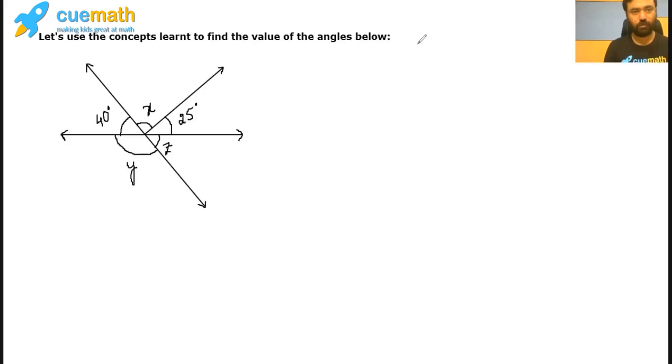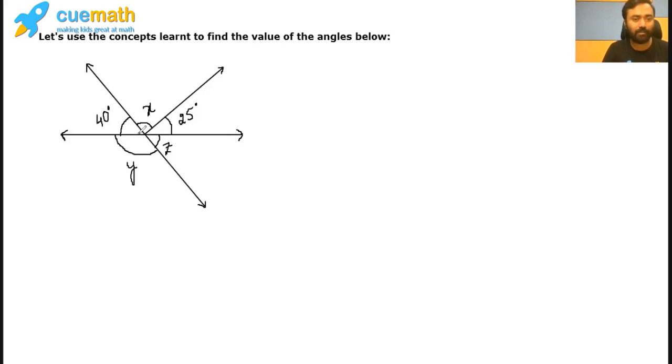So based on the concepts of adjacent angles, linear pair of angles, and vertically opposite angles, let's now work on some questions and let's see how we can use the definition and the concept to solve these questions. We have been given a question where we'll have to use the concepts we've just learned to find the value of the angles which are unknown to us, that is the values of the three variables x, y, and z. So let us see how we can use these concepts.